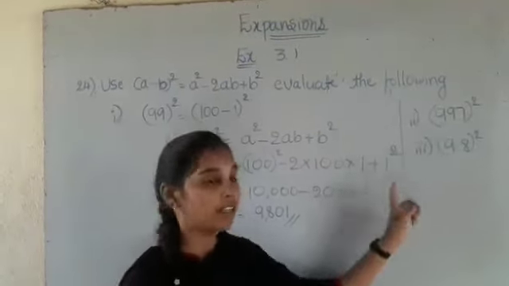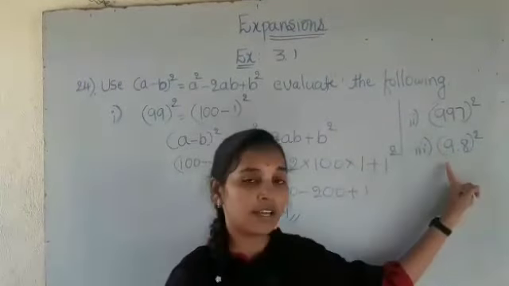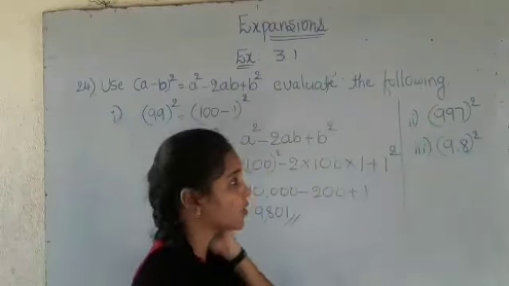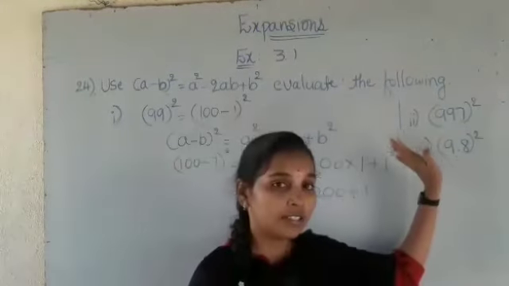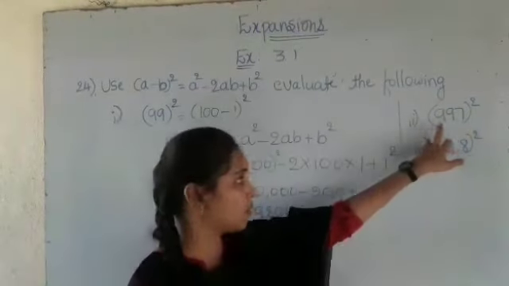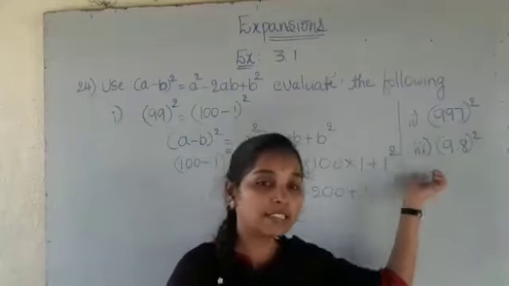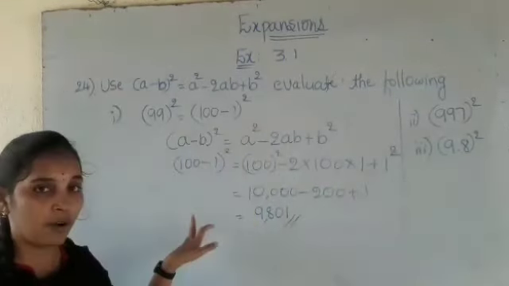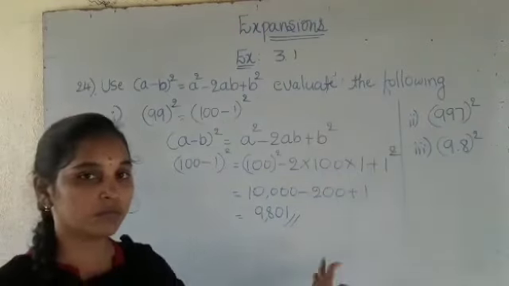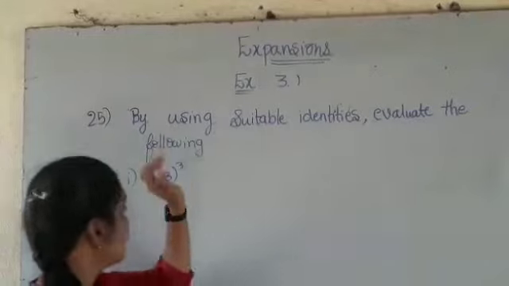For the second and third ones, that is 997 whole square and the third one 9.8 whole square, you can split 997 as 1000 minus 3, and 9.8 you can split as 10 minus 0.2. Then we can use the same steps and solve. Okay.